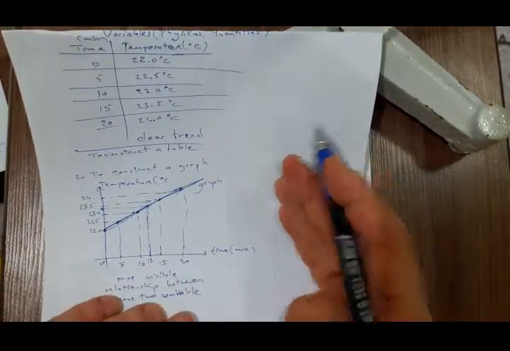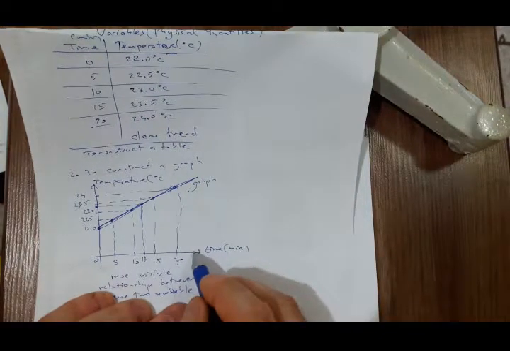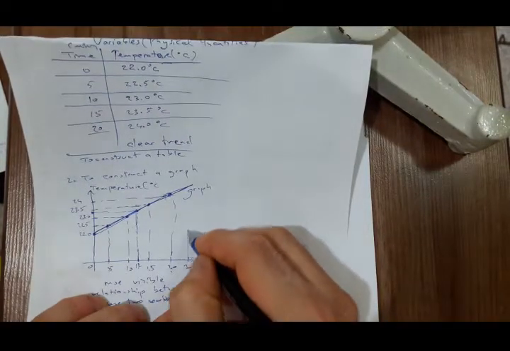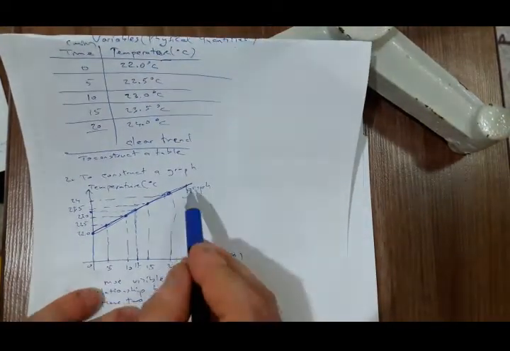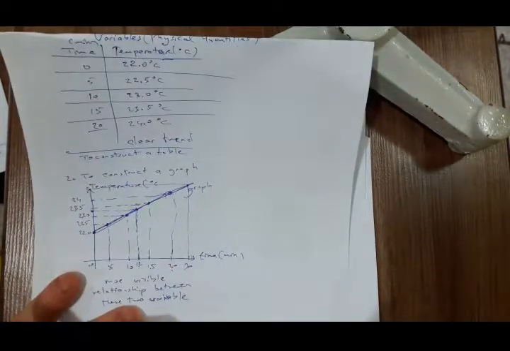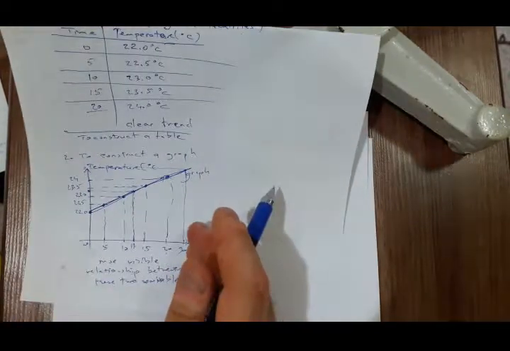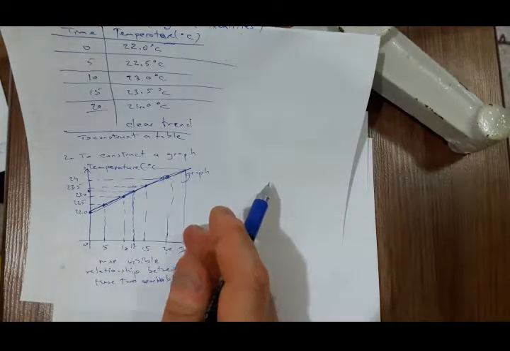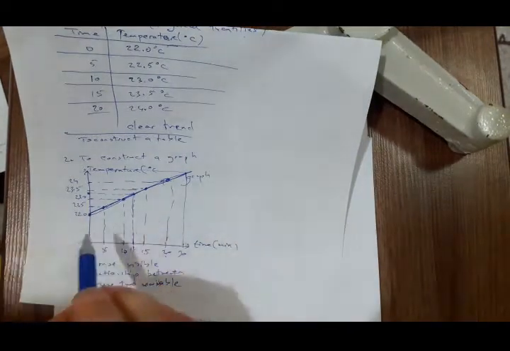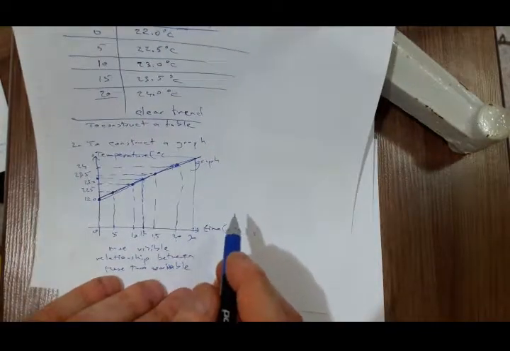Also, you can predict the temperature after 20 minutes. For example, when the time is 30 minutes, you can extend the line on this graph and get the corresponding temperature from it. So the graph, as you see, helps us to predict or estimate values which are not recorded by the measuring instruments.